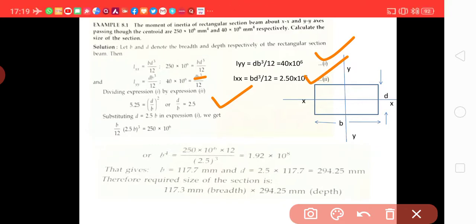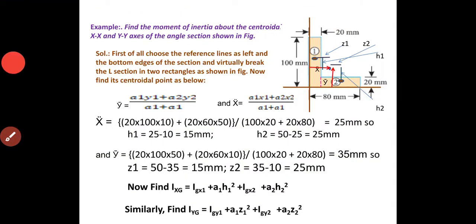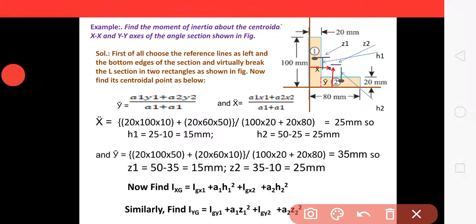This was a simple case. Now, this is a typical problem. In this problem, we have to find the moment of inertia about the centroidal axis, which is shown here. For that, first of all, we have to find the centroid. Then we will find the moment of inertia of the respective laminas, and then we will apply the parallel axis theorem to transfer the moment of inertia to the centroidal point.